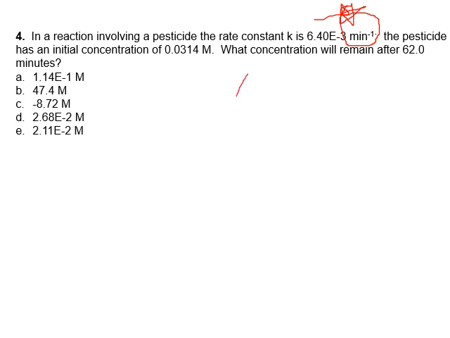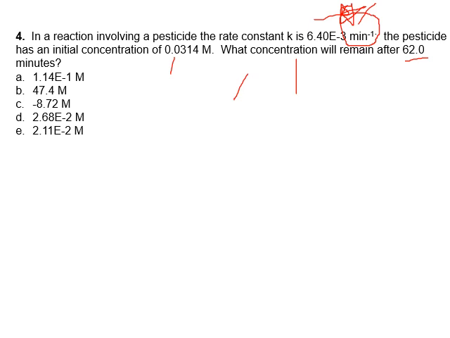So let me just write a 1 here. The pesticide has an initial concentration. So this is your A0. And then AT is what they're asking. So that's our unknown. And T is 62 minutes. So notice they gave us the T and the K in the same units. They're both in minutes.